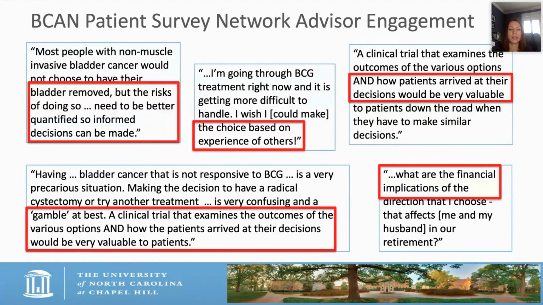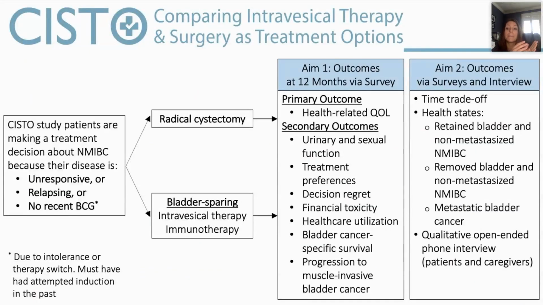So this ended up bearing fruit. We decided to create a large pragmatic trial. Again, the point of this talk is not to go into the trial, but rather to show what came of it. We call it CYSTO, comparing intravesical therapy and surgery as treatment options. And we wanted to be pragmatic. Pragmatic means that it's not a general randomized controlled trial. And remember, no one's going to sign up for that. So we did a prospective cohort study where patients could enroll, but they decide, okay? And we get baseline data, and then we get outcomes.